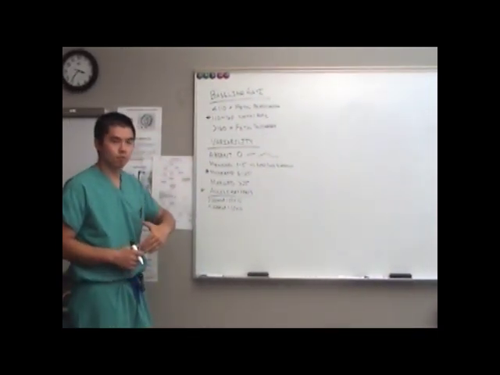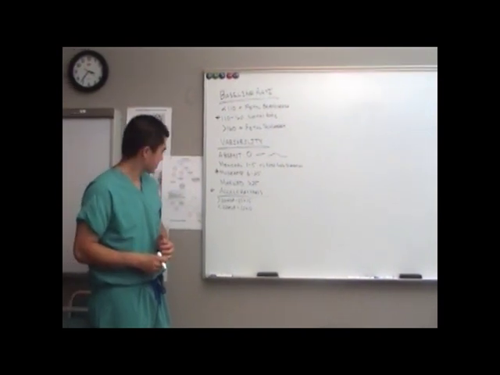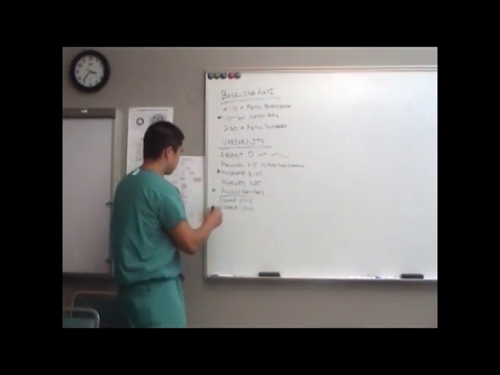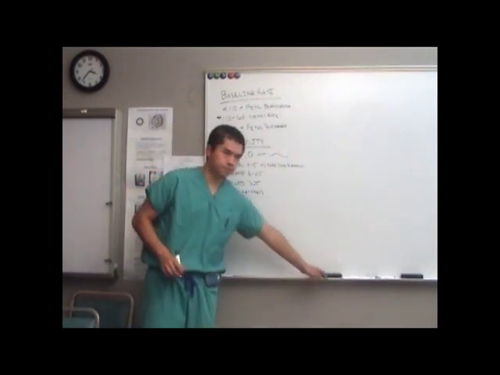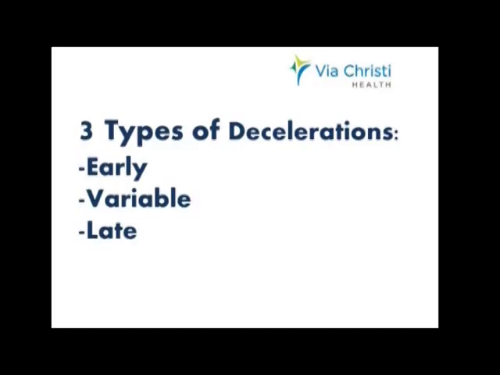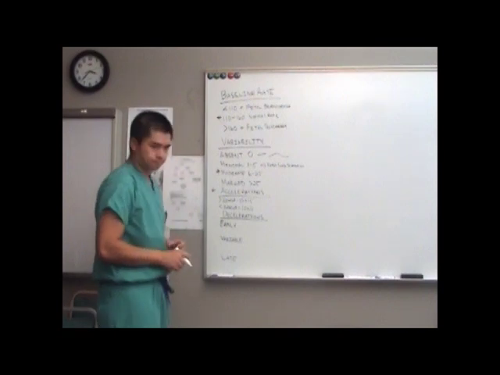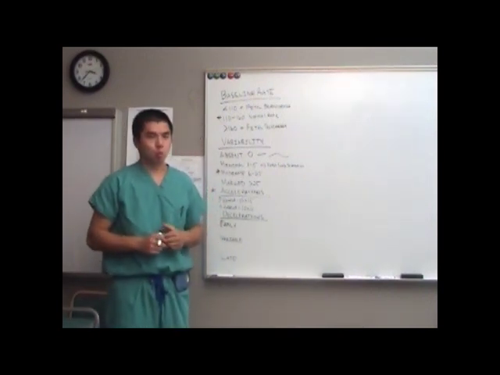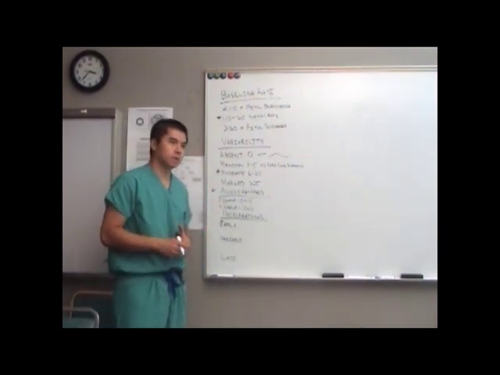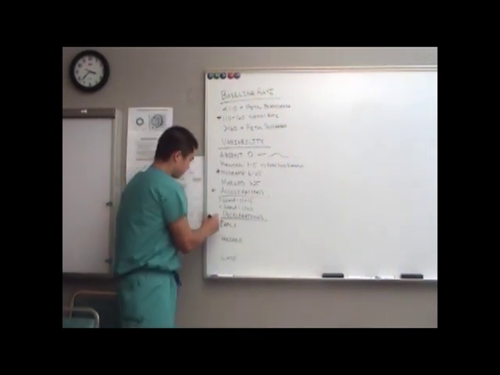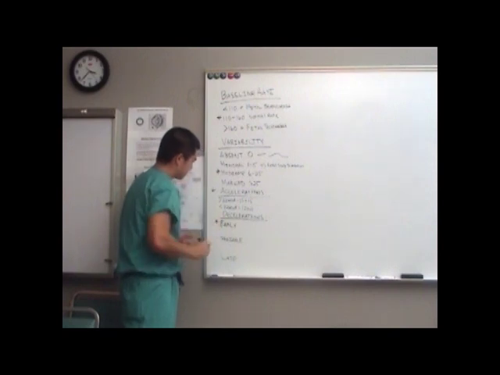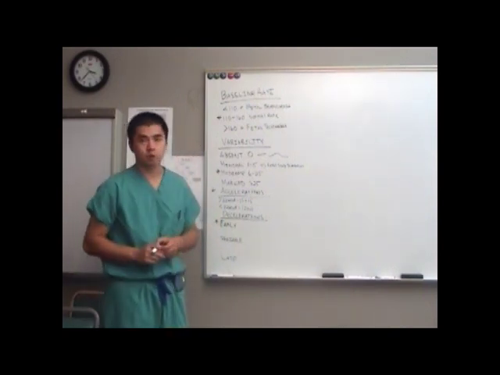What's the next thing that we report? Yep, decelerations. Now, there are 3 types of decelerations by definition. There are early decelerations, there are variable decelerations, and there are late decelerations. Okay, so what's the only type of deceleration that we're okay with? Correct, early decelerations are the only type of decelerations that we're okay with.